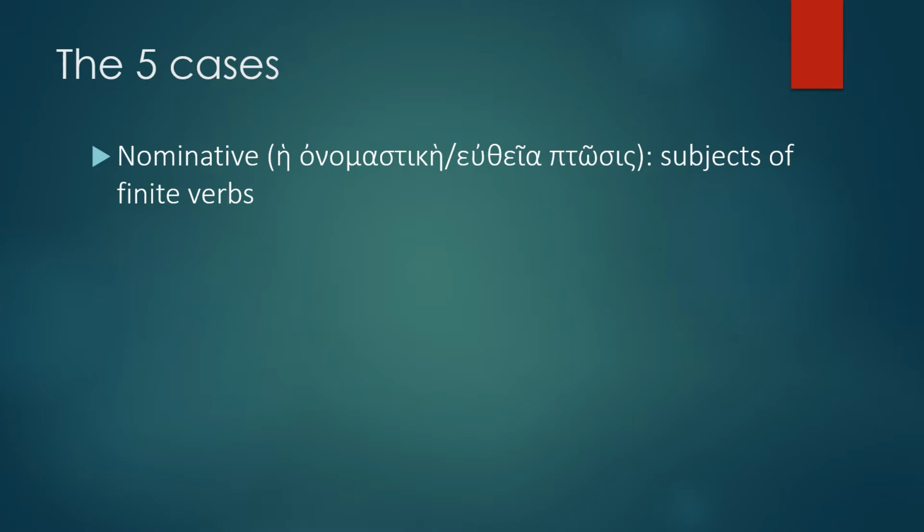The first case we have is the nominative case, or the onomastike ptosis, or even eutheia ptosis, onomastike coming from onoma, name, and eutheia, just straight, so it's the naming case or the straight normal case. So this case is used for nouns and adjectives as the subjects of finite verbs. So the subject of your sentence, you just put into the nominative case. We'll start with that.